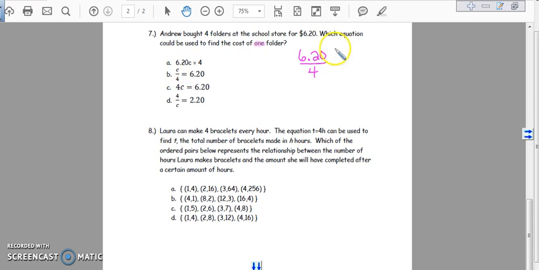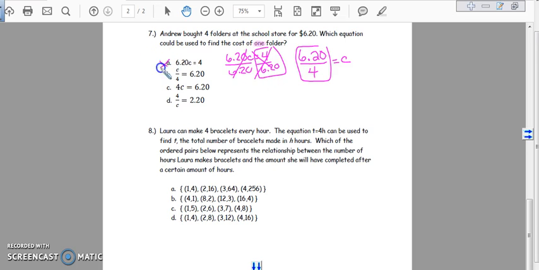Well, none of these look like that. So which one of these, when I actually solve it, will end up me dividing? So let's look over here. A, let's solve this. $6.20 equals 4C. I got to divide both sides by $6.20. Good, we got division. Okay, this one we're doing 4 divided by 620.